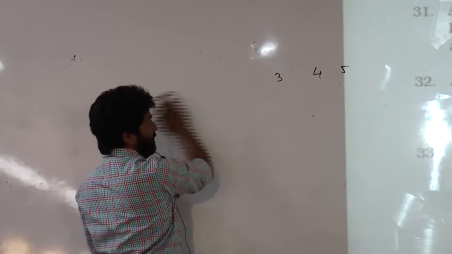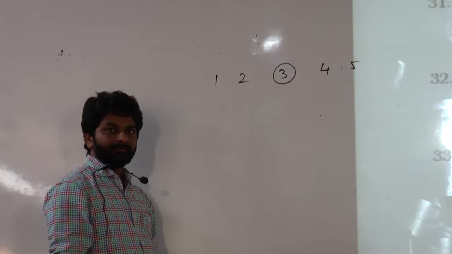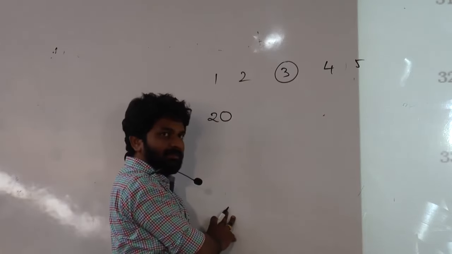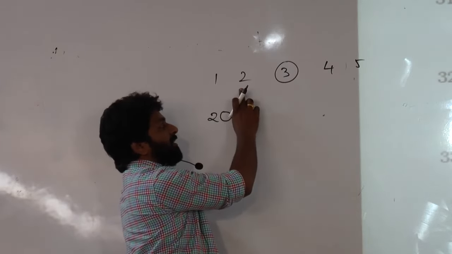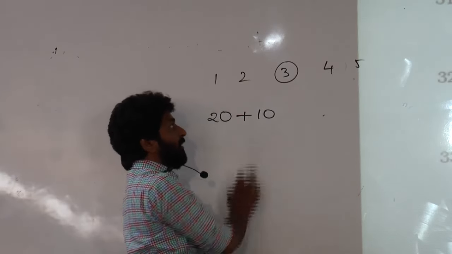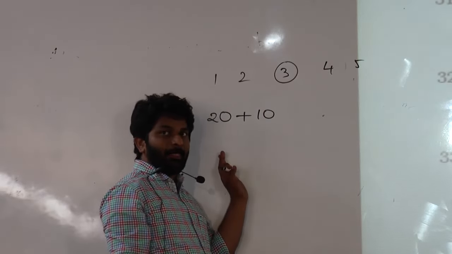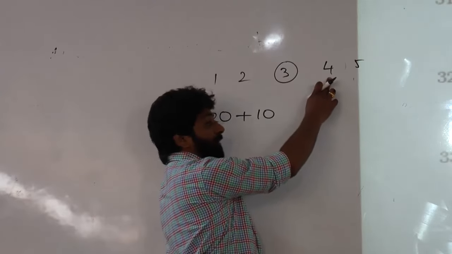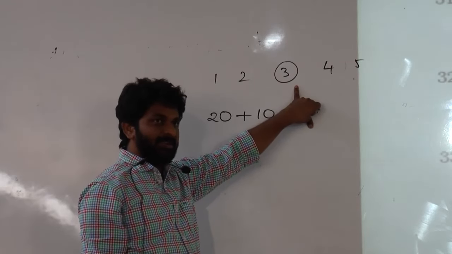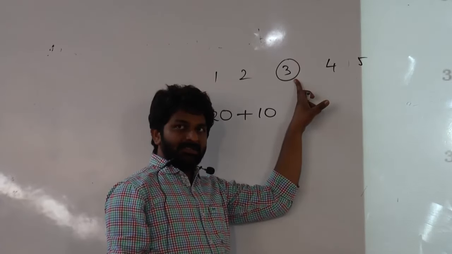If we have 5 persons, let's take an example: 1, 2, 3, 4, 5. The middle person is the third one. The first person needs to travel 20 meters to reach place 3. The second person needs to travel 10 meters. So the left part totals 30 meters. On the right side, the person at fourth place needs to travel 10 meters to reach third place, and the person at fifth place needs to travel 20 meters to reach third place.